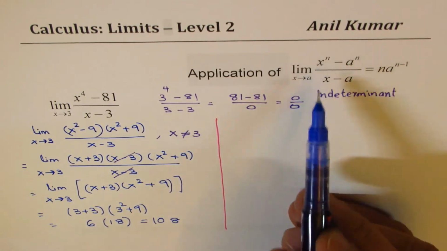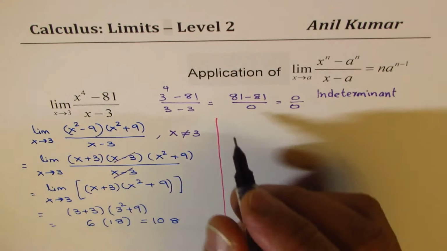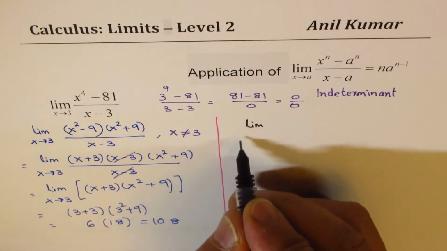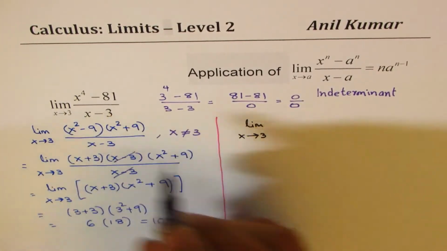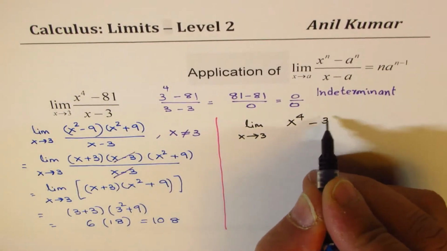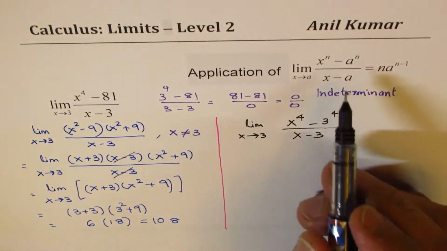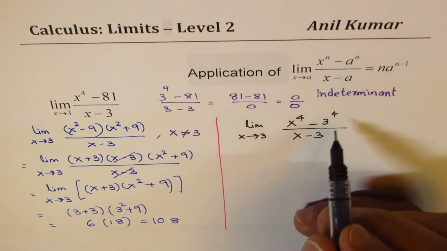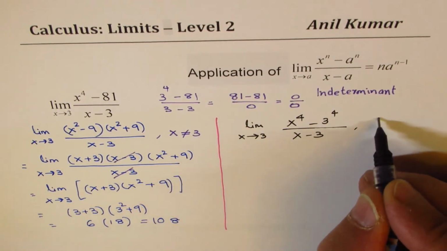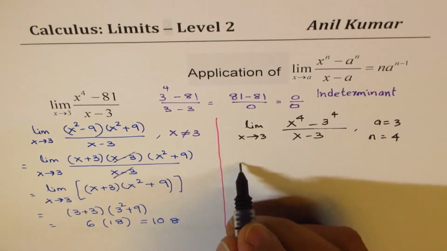Now, we could use this formula also and find its solution. So let us see how. So let me redo this question. So let's copy this. We have the limit as x approaches 3 of x to the power of 4. Now, 81 can be written as 3 to the power of 4, correct? Denominator is x minus 3. If you compare, a is 3 for you. So what you see is that a is 3. n is 4. So what is the limit of this?